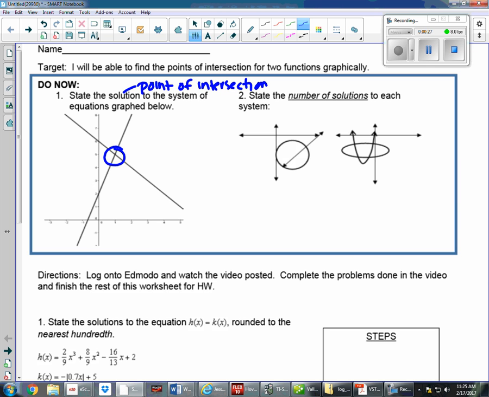So the answer for number 1 as a point would be (1, 5). If I didn't actually want the solution, like in question 2, I could also be asked to determine the total number of solutions. The total number of solutions in the first graph is 2, and the second graph, you should agree that that is 4.